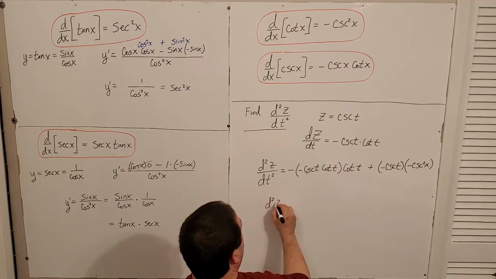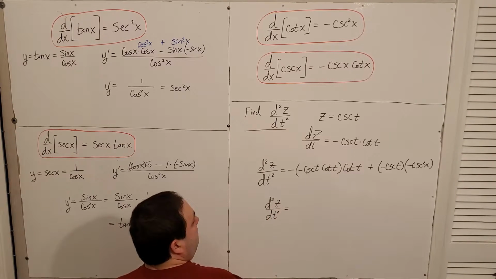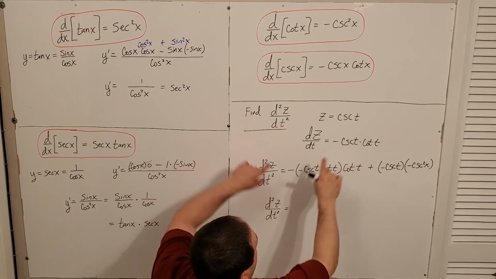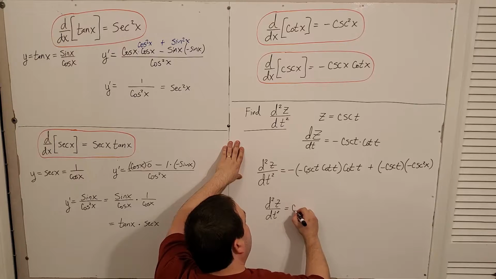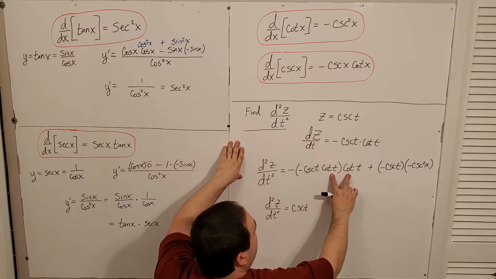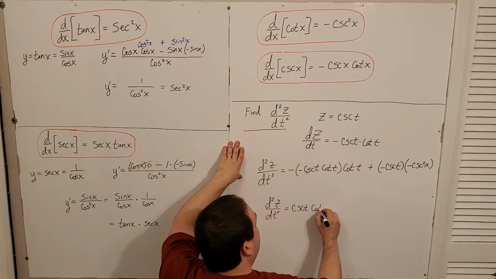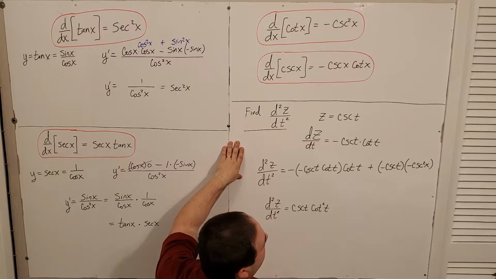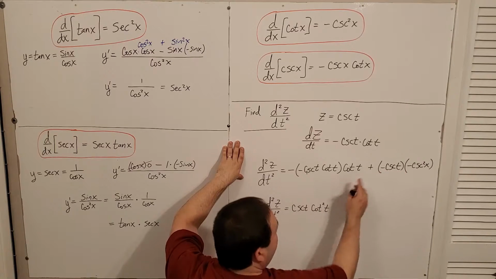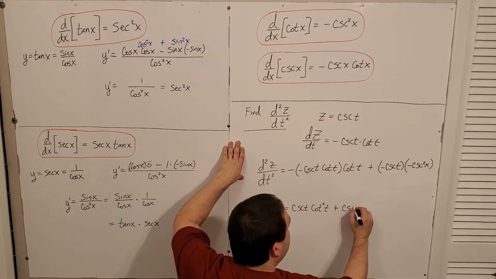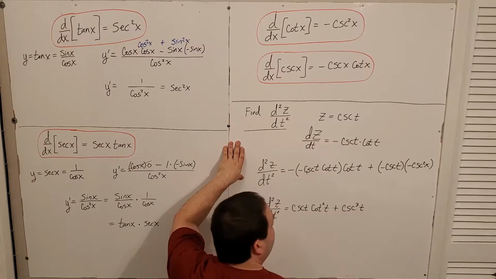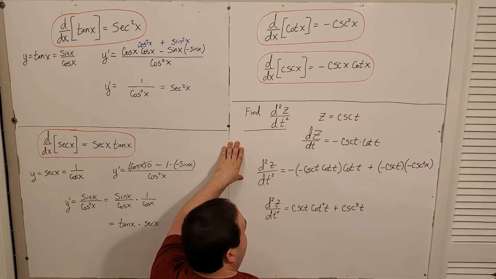So second derivative of z with respect to t. Let's see what we've got. We've got negative, negative, so positive. I've got cosecant of t, cotangent squared of t. Over here, negative, negative also, so plus. And I've got cosecant cubed of t, right?